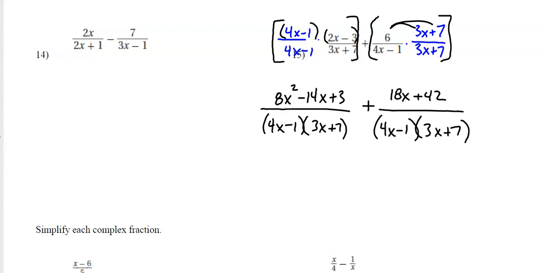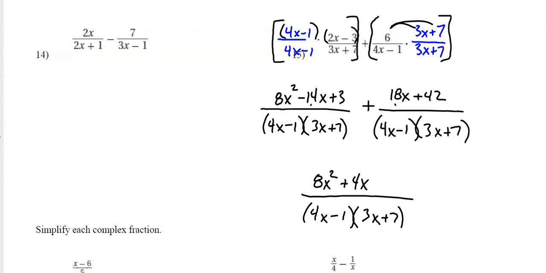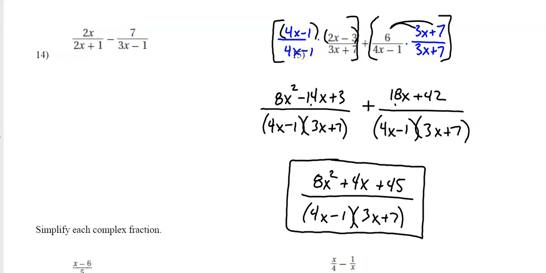Bottoms are the same, so they're going to stay the same. Boom. Tops, we need to gather up some like terms. So I see an 8x squared, chilling. Now I have a -14 and a positive 18. Well, that's a positive 4x. And then the 3 and the 42 hooked me up with a 45. I did try to bottoms up this thing, but it is not factorable. So nothing was going to be able to cancel. We are good to go. Pretty big number, but we got it.